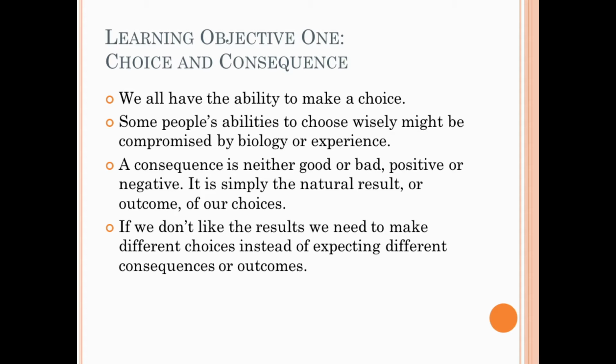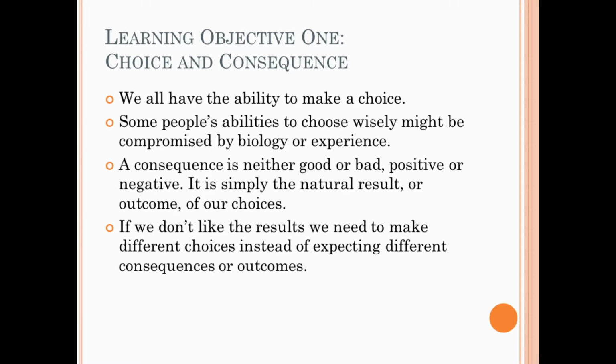Learning objective number 1, choice and consequences. We all have the ability to make a choice. Some people's abilities to choose wisely might be compromised by biology and experience. And if you want to know more about that, I did another presentation on how trauma impacts us biologically and how it affects learning. So you can watch that one and figure out how that might compromise our ability to make wise choices.